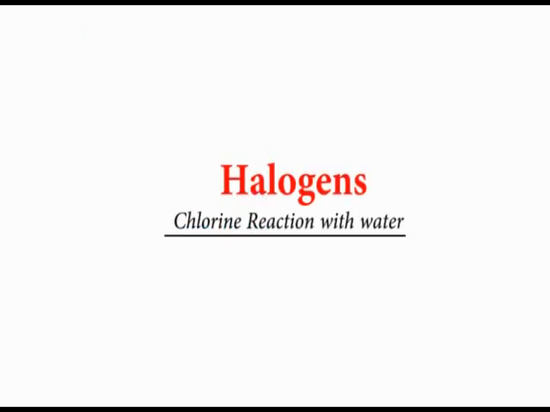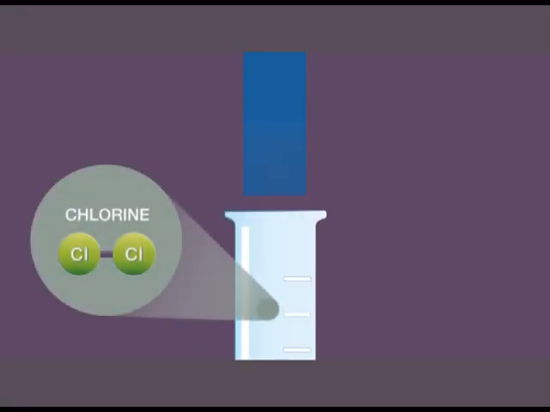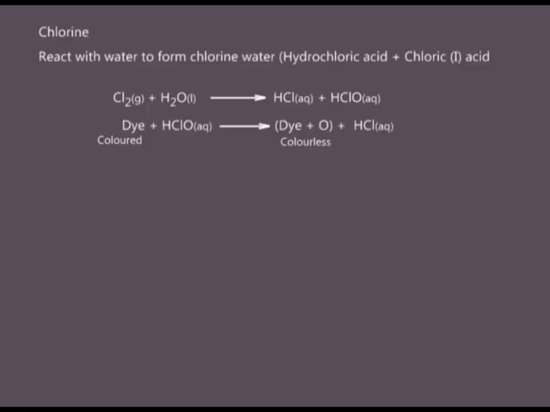Reaction of chlorine with water. When a wet blue litmus paper is inserted in a chlorine gas jar, it turns red and then it's bleached. The bleaching action is due to a chlorine compound called chloric(I) acid. Chlorine dissolves in water to form chlorine water, which is a mixture of chloric(I) acid and hydrochloric acid.